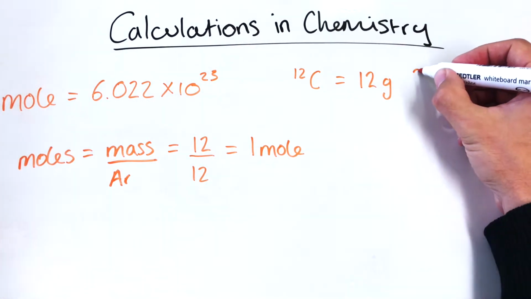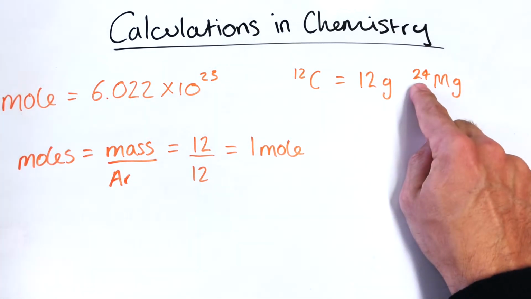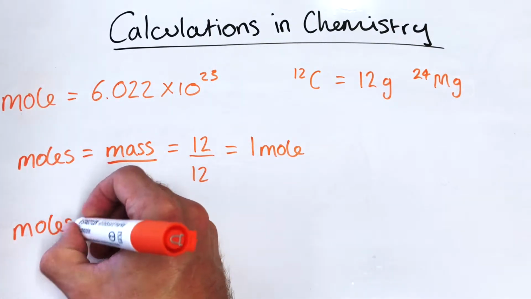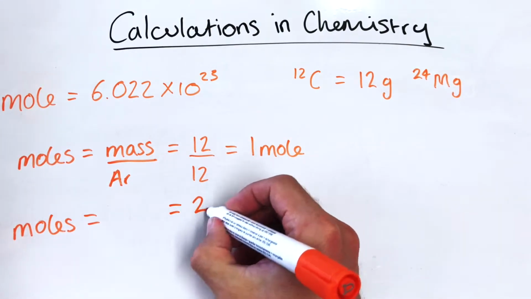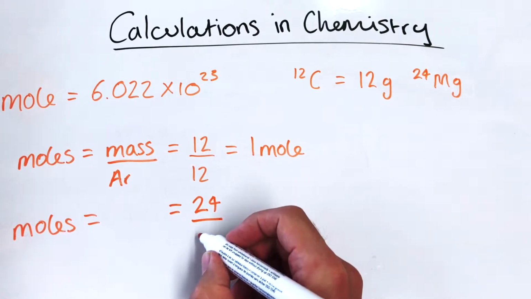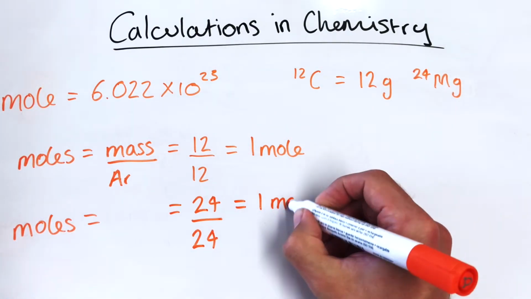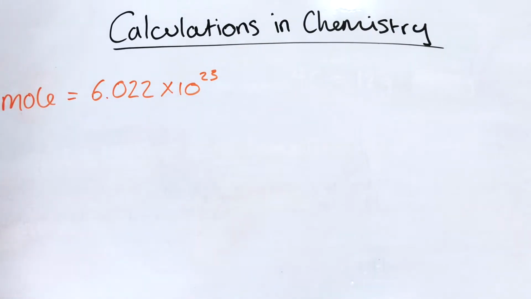Now let's look at another simple example. Let's say we've got magnesium. The relative atomic mass of magnesium is 24. If I have 24 grams of magnesium, we've got moles is equal to mass divided by Mr. So if we've got 24 grams of magnesium, and the relative atomic mass of magnesium is 24, that leaves us with 1 mole of magnesium. It's not always the case that you will have the same mass as relative atomic mass, so it won't always come out that you have exactly 1 mole of a substance.